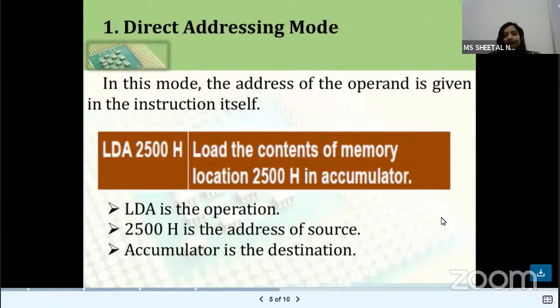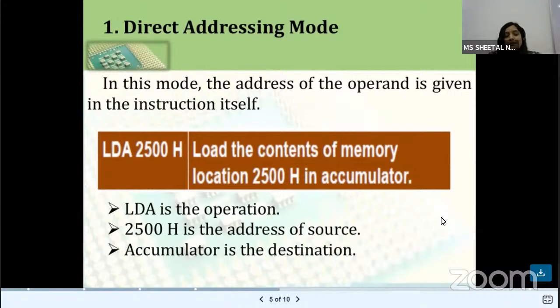Now, what will be the first memory location? If we have a 16-bit memory address, what will be our starting address? It will be four times 0 H, and this H represents a hexadecimal number. So 0000H is the hexadecimal number, and this is the starting address of the memory which can be accessed by the 8085 microprocessor.